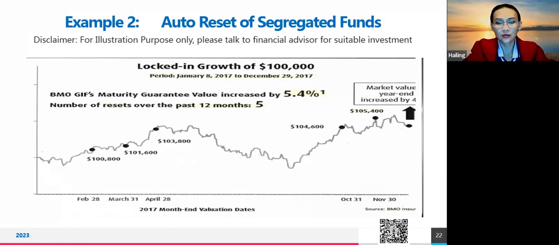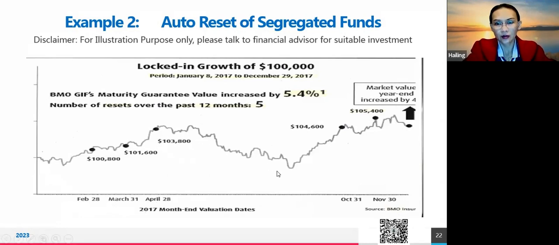And for the client, they simply need to choose one day each month. On that day, the computer will check whether the market value is higher than the previous one. If so, it will reset. So in this case, February 28, market up 800. 31st, there's another capital gain of 1,600. So your reset function helps you move up the guarantee for your principal, right? April 28, another capital gain of 3,800.